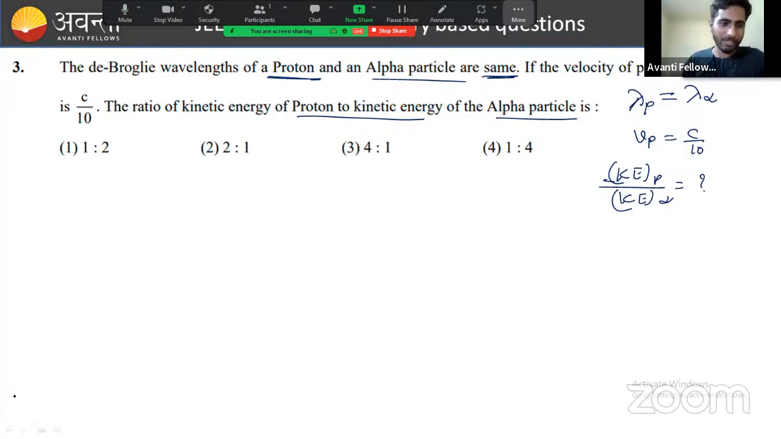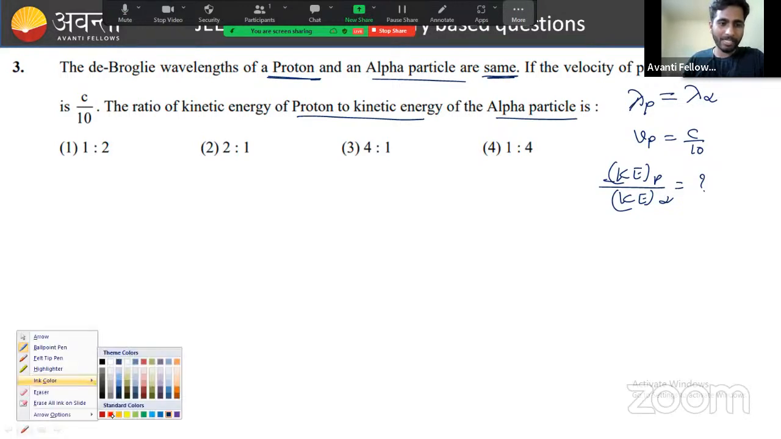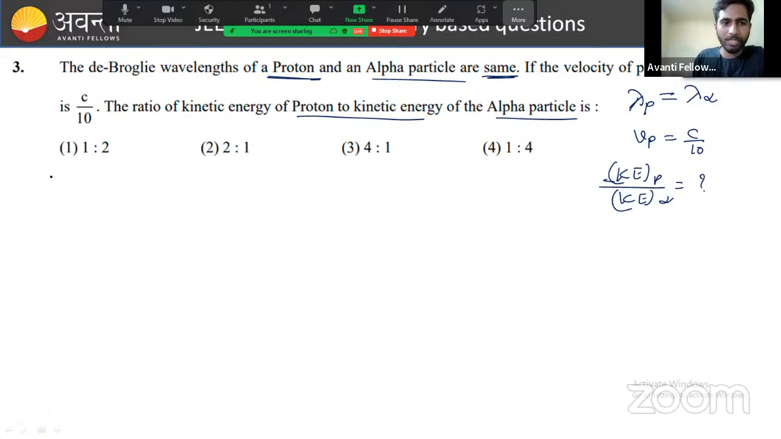Well, we'll calculate this. First thing, they gave a hint. What is that hint? Lambda, both are equal, they said. We'll solve from that point only. According to de Broglie, lambda is equal to h by mv. Taking proton, we'll write proton mass is m, and velocity of proton, they gave c by 10. Substitute that value here. h divided by mass of proton into velocity c by 10.